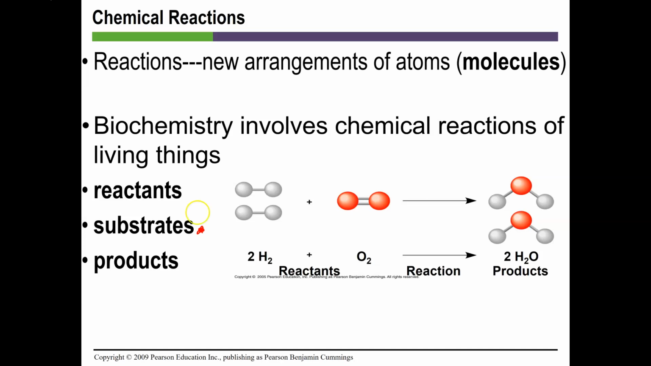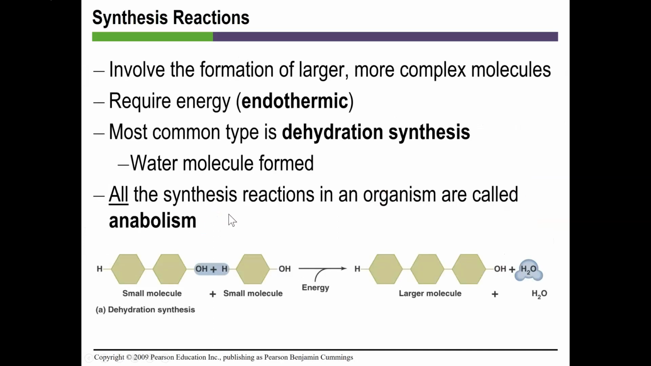The first is a synthesis reaction. Synthesis means to produce something. In life, the formation of larger, more complex molecules always is going to require energy. These are termed endothermic reactions. So remember, requiring energy is endothermic. Endo refers to in, for input. This is what's going to happen when you make more complex molecules from less complex substrates or reactants.